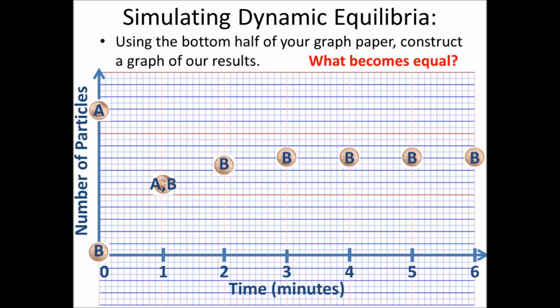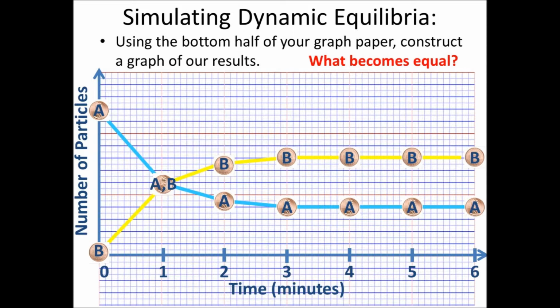Draw points along the graph to represent the production of our product, or state B. Draw points on the graph to represent the consumption of state A. Connect the points with a line to emphasize when the steady state has been reached.